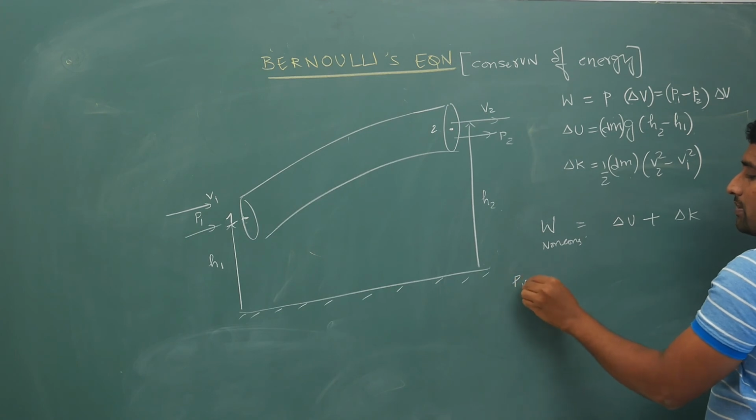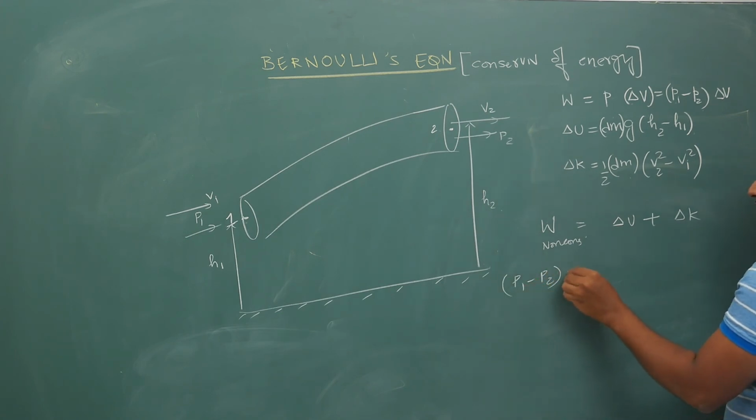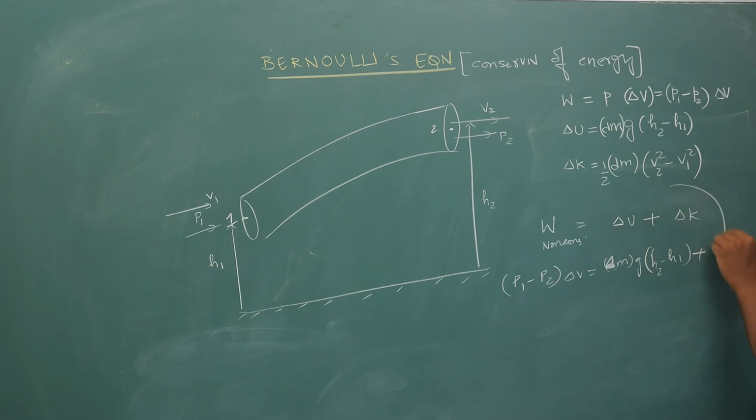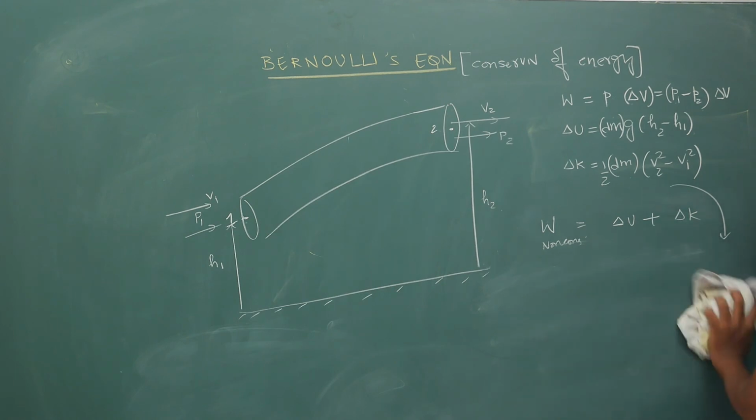So apply that: P1 minus P2 into delta V is equal to dm into g into h2 minus h1, plus the kinetic energy term. Delta m by delta V you can replace with density. This expression gives P1 plus rho g h1 plus half rho v1 square is equal to P2 plus and so on. Like this you will get it, and you can simplify it here.